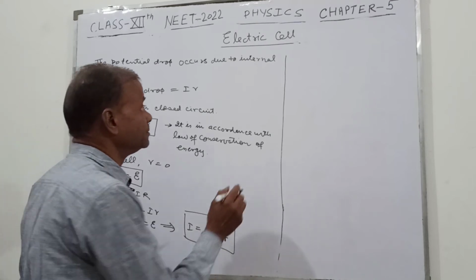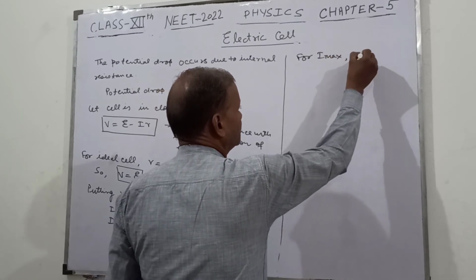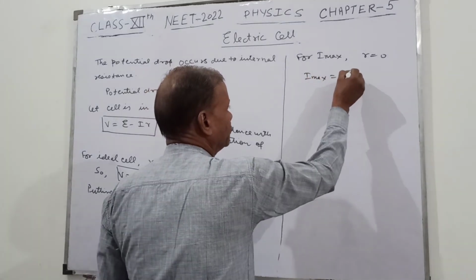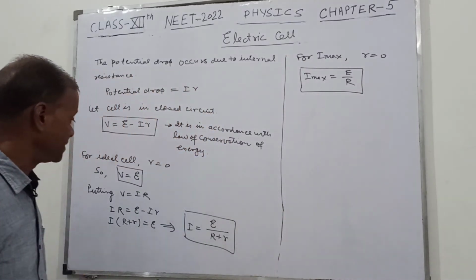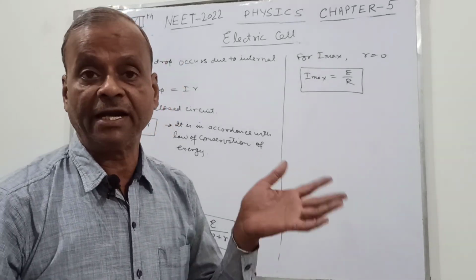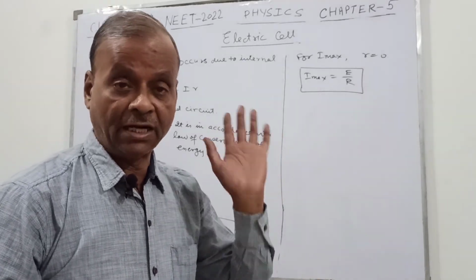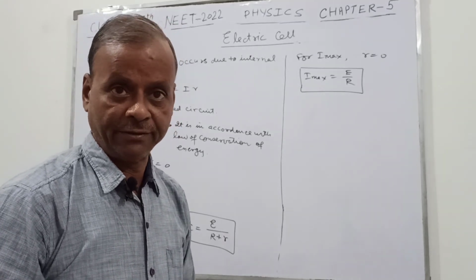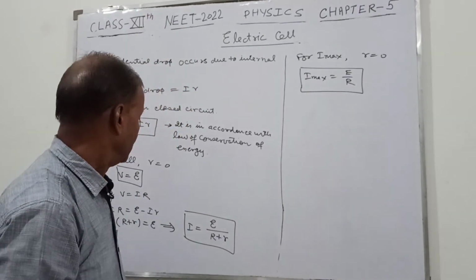So for I maximum, R equal to 0. So this I maximum will be equal to E upon r. When the cell is ideal or we are having a cell of very low internal resistance, in that case we can neglect the value of small r, and the current will be provided in a large amount for a long time. This is why many cells are made in such a way that their internal resistance is very low.